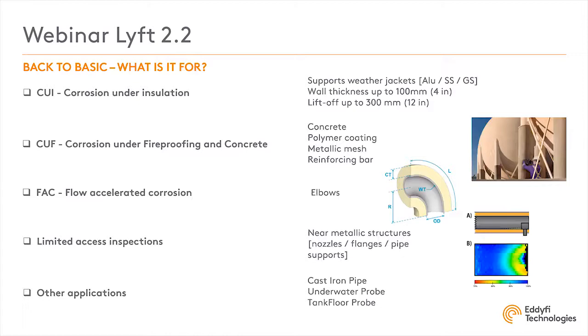PEC is mainly used for CUI, corrosion under insulation applications, but it can also be used to detect corrosion under concrete fireproofing, find flow accelerated corrosion in elbows, and it can as well be used in different specific applications such as cast iron waterwork piping, or the inspection of deck floors through the coating or the various flooring surfaces.